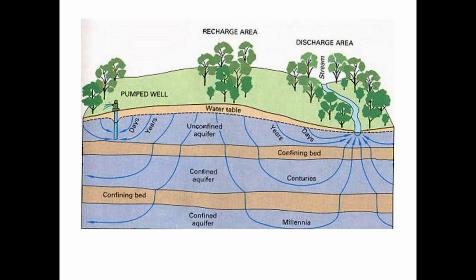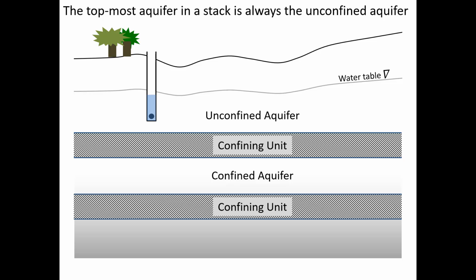Water moves into and out of this stack of aquifers and confining units through the water table that forms its upper surface, moving rapidly through the aquifers and slowly through the confining units. Although there may be many aquifers in a stack at any given location, there is only one unconfined aquifer, which is the topmost aquifer and the one that's hydraulically connected to the surface. The unconfined aquifer is the only one that does not have a confining unit as its upper boundary. Instead, the water table forms the upper boundary of the unconfined aquifer.